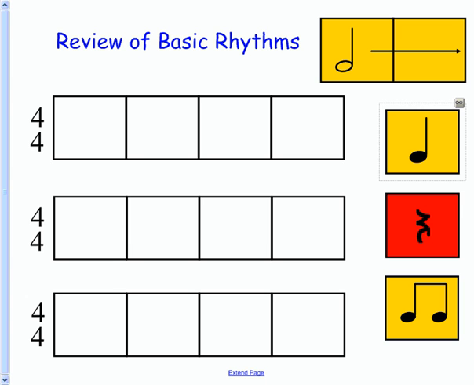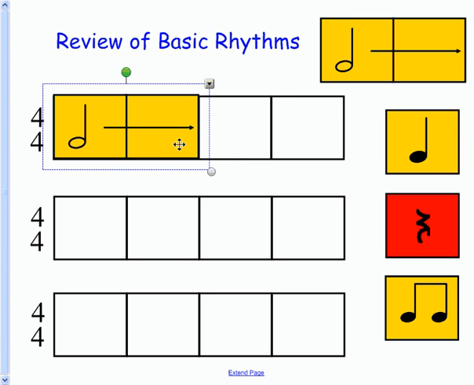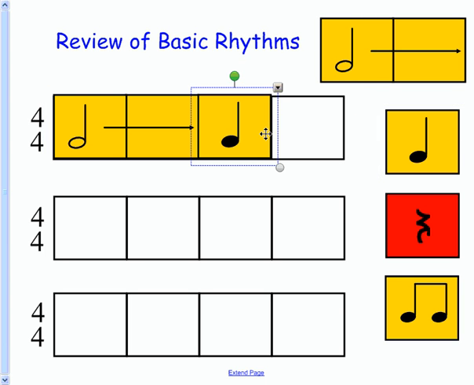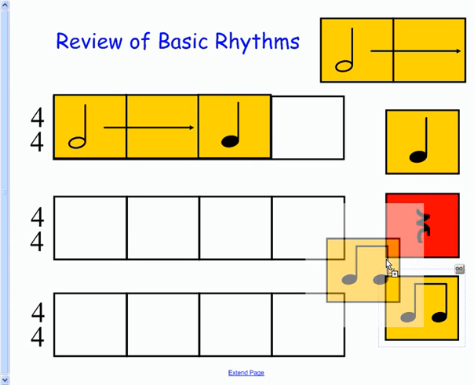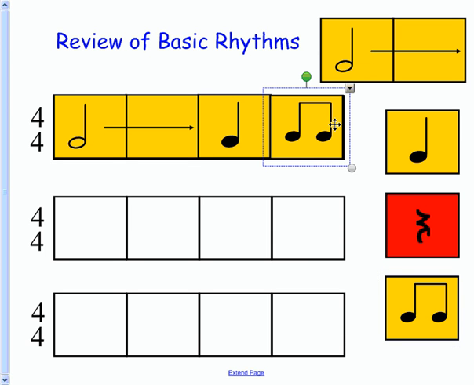Let's start with a quick review of some basic rhythms. Okay, first off, we want to make sure we remember that our half note takes up 2 beats, a quarter note takes up 1 beat, and an eighth note takes up half of a beat. So there's always 2 per beat.